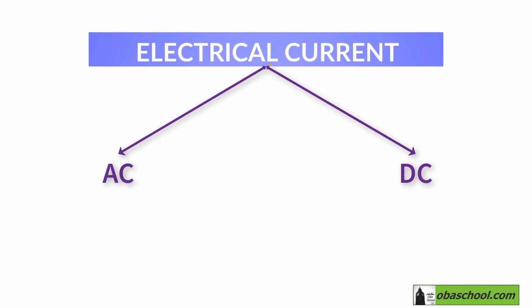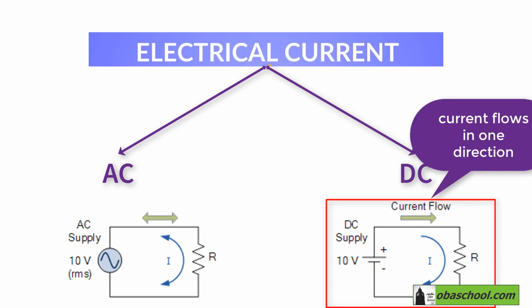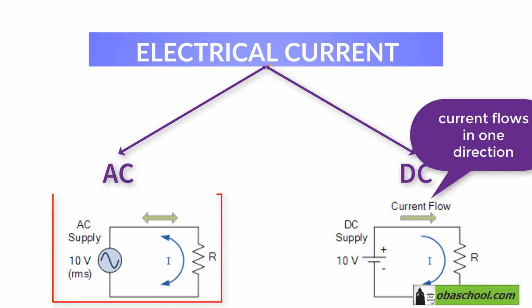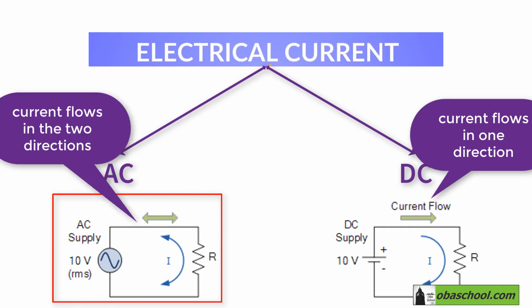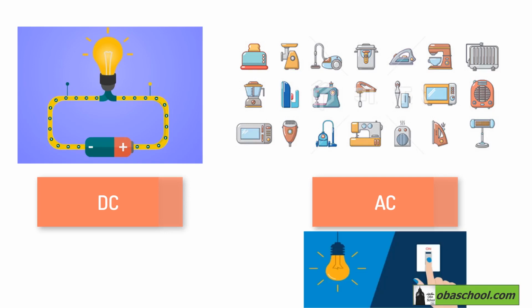Now, both AC and DC describe types of current flow in a circuit. In DC, the electric charge only flows in one direction, while in AC, the electric charge changes direction periodically. Batteries use direct current. But inside our home, we use alternating current because mains electricity is an AC supply. For example, when you switch a light on, you use alternating current.